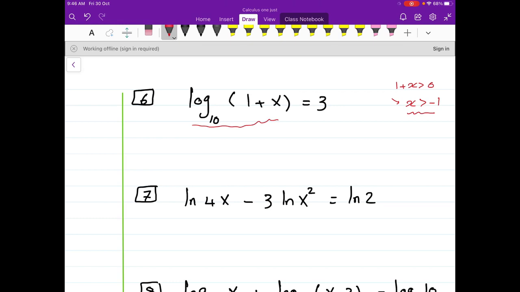Now, this is equivalent to 10 to the power 3. This is the base, the exponent, 1 plus x. So x equal 10 to the power 3 minus 1.